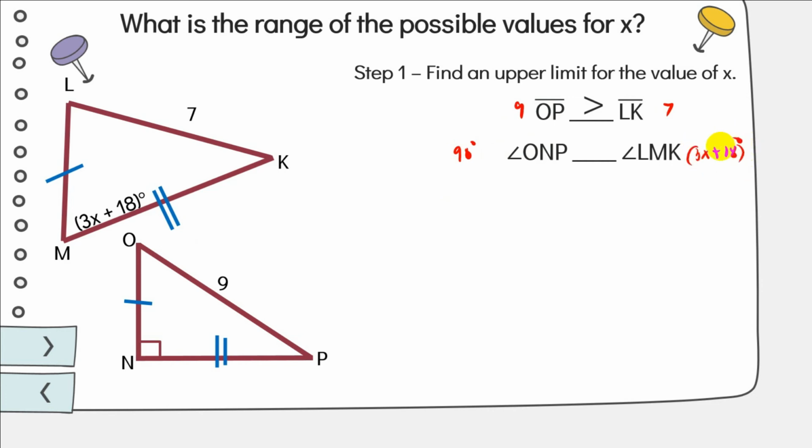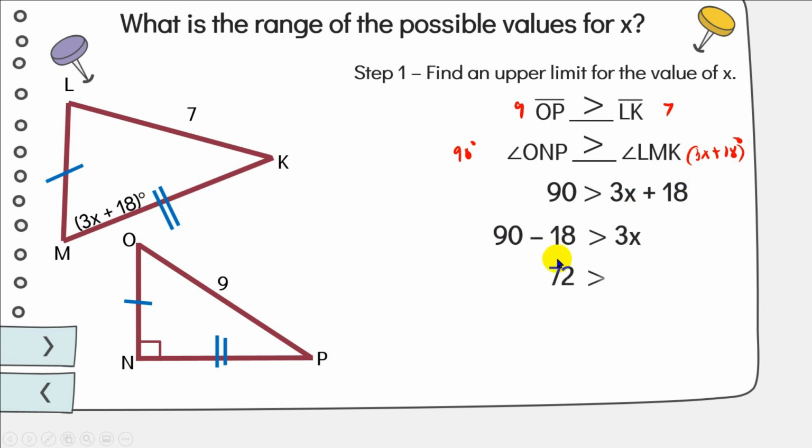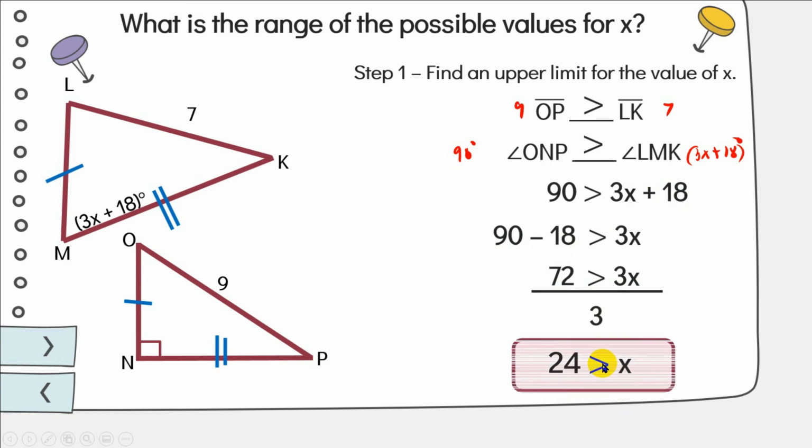Tandaan po, greater than ang gagamitin. Nakadepende po dun sa sides. So, that's SSS inequality theorem or the converse of the Hinge theorem. Now, 90 is greater than 3x plus 18. Solve algebraically. Subtraction property of equality or simply additive inverse. So, negative 18. 90 minus 18, that's 72. Then, divide both sides by 3. The answer is 24. So, 24 is greater than x or x is less than 24.